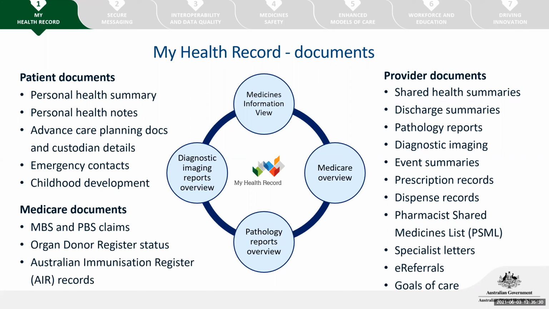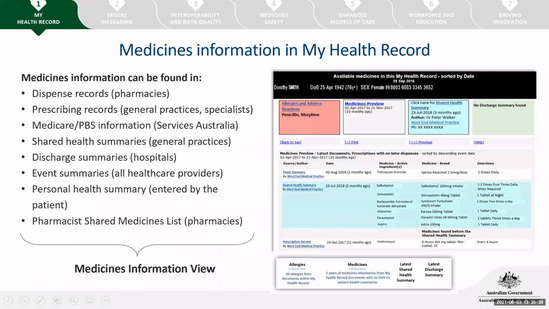Now, let's just take a look at some examples of those types of information that you can find in My Health Record. The medicines information overview is a fantastic overview where you're going to find all the medicines information within your patient's My Health Record, all extracted and presented to you in one place. This becomes really valuable because it means you don't have to look in various different documents. So for example, if your patient is discharged and they are prescribed a certain medication in that discharge summary, that information will be pulled from that document and put into this view.